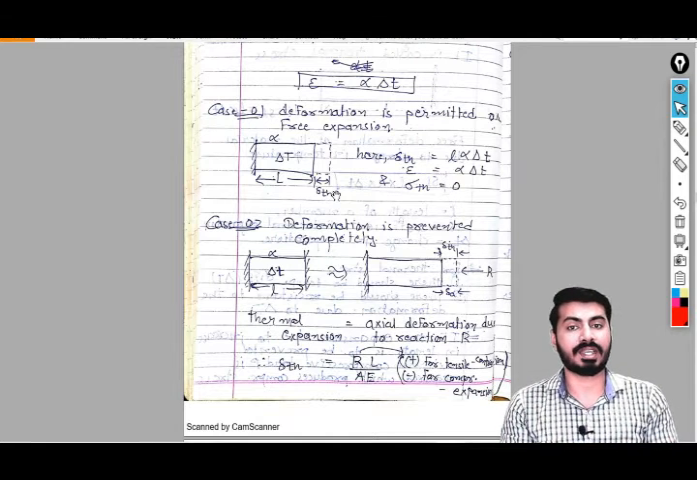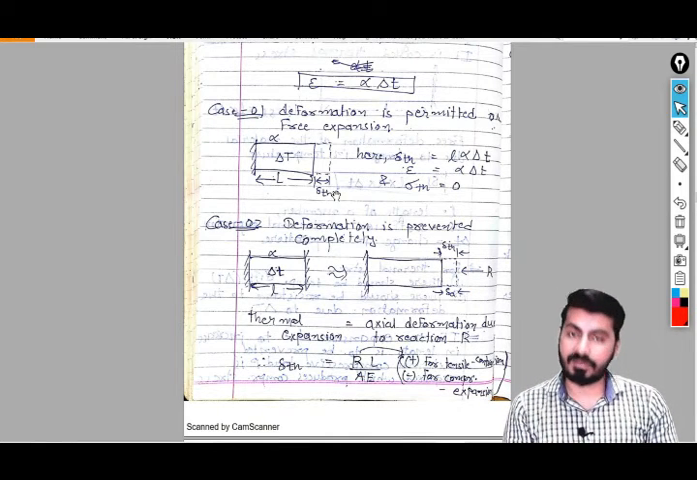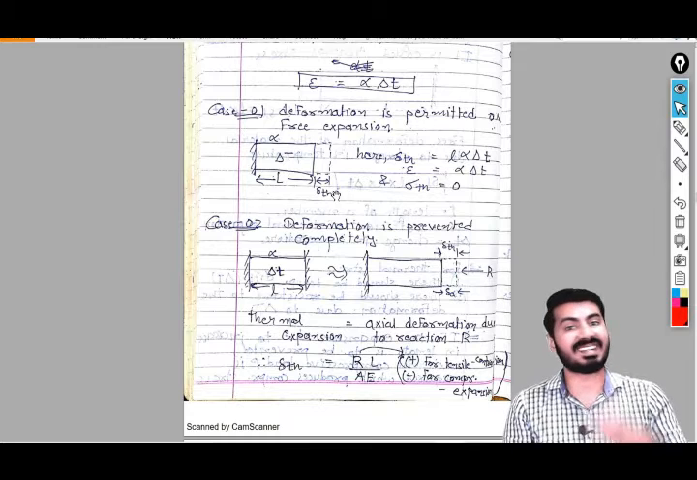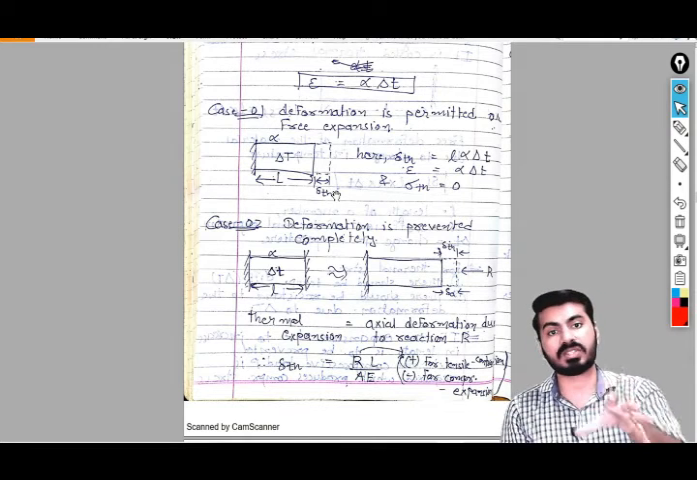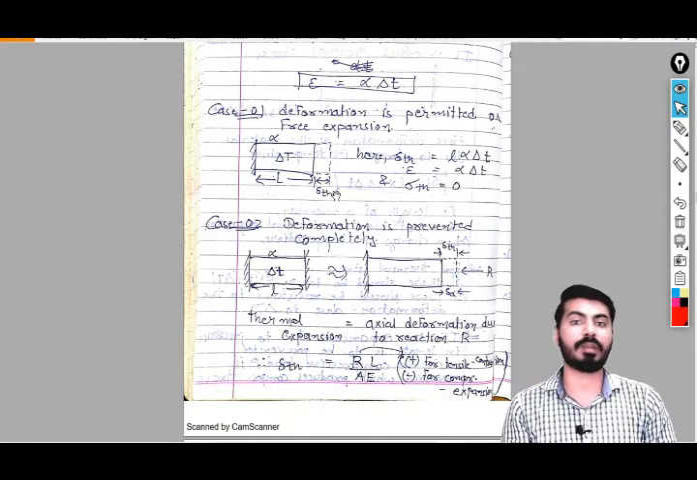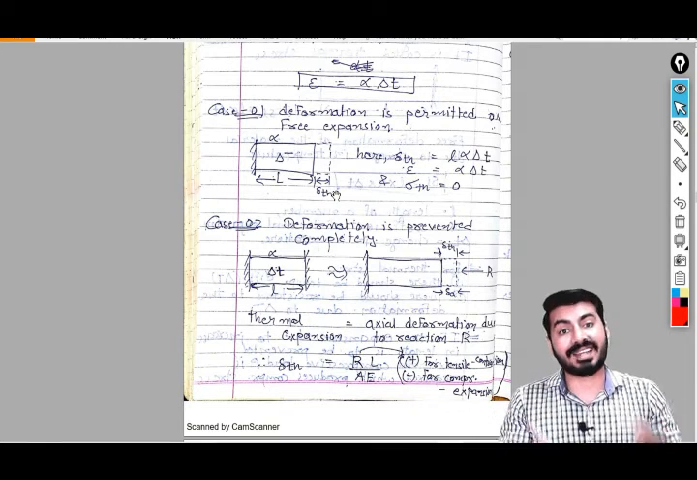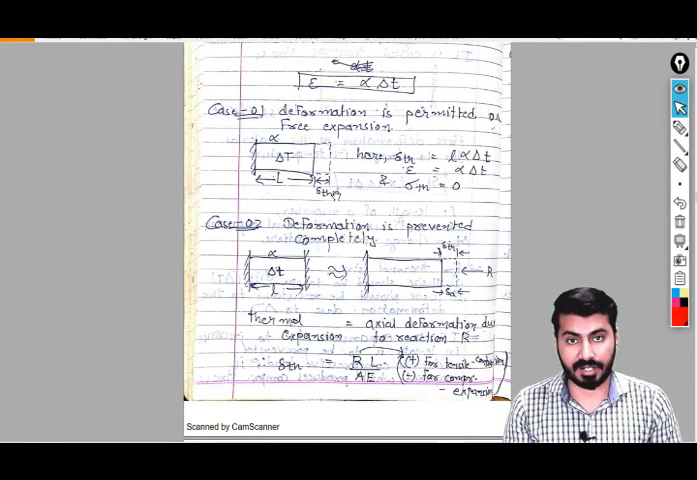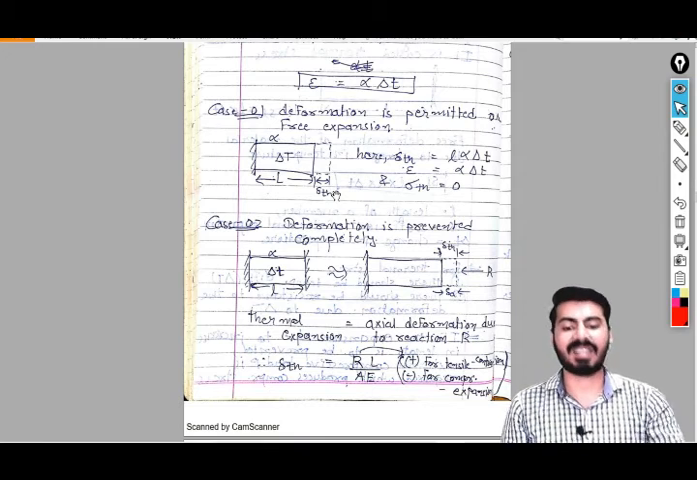In this particular case, you will have to remember that the deformation will be there, but this deformation is natural. There is no restriction or constraint over the body, and that's why the body will not resist. Without the resistance, there will be no stresses generated in the body. So that is case 1.